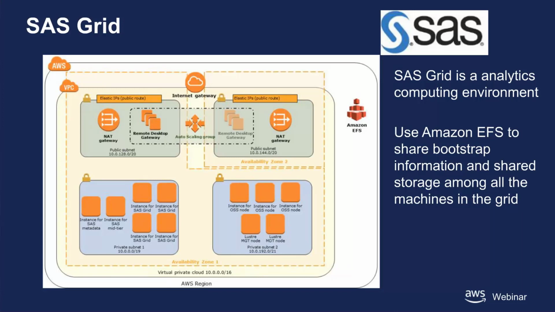This diagram here is from the SAS Grid infrastructure on AWS Quick Start, which was developed by SAS and Core Compete, who is an AWS partner and a member of the AWS Partner Network.